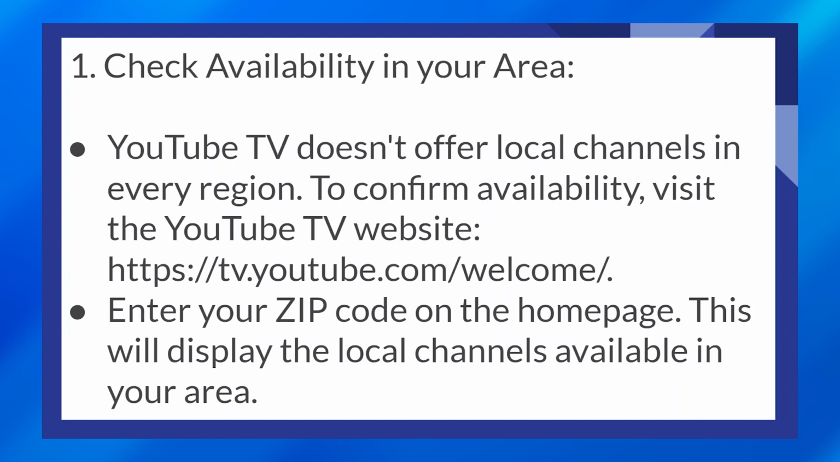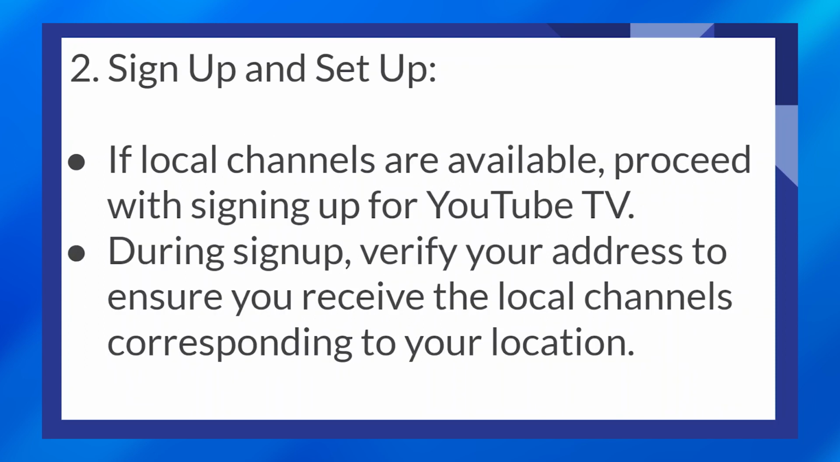To confirm availability, visit the YouTube TV website, which is tv.youtube.com/welcome. Enter your zip code on the page. This will display the local channels available in your area. If local channels are available, proceed with signing up for YouTube TV. During sign up, verify your address to ensure you receive the local channels corresponding to your location.